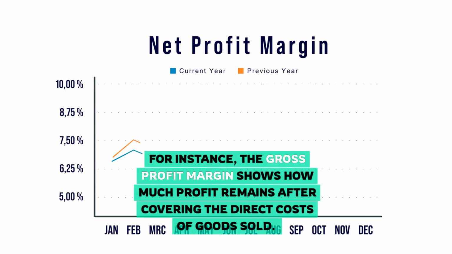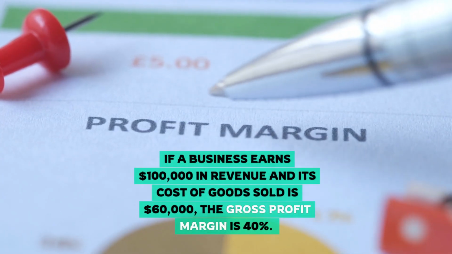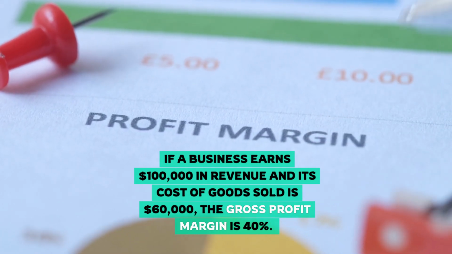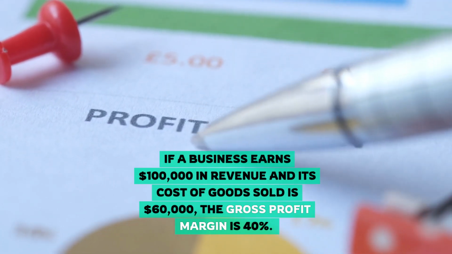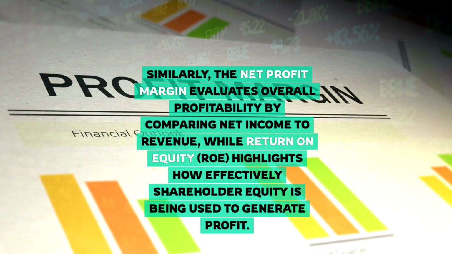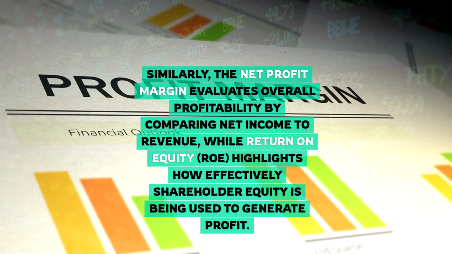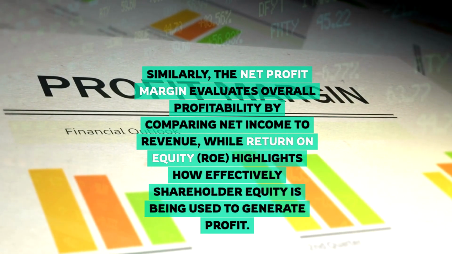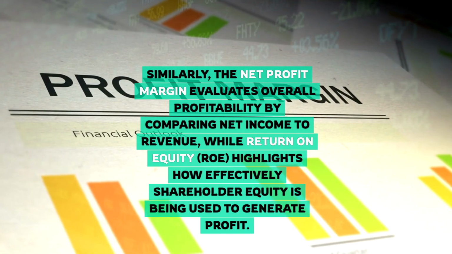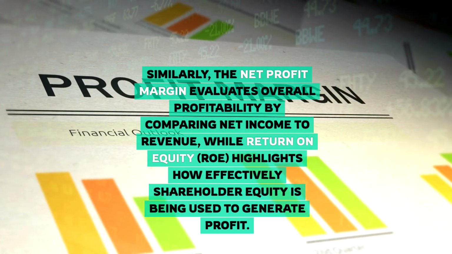For instance, the gross profit margin shows how much profit remains after covering the direct costs of goods sold. If a business earns $100,000 in revenue and its cost of goods sold is $60,000, the gross profit margin is 40%. Similarly, the net profit margin evaluates overall profitability by comparing net income to revenue, while return on equity, ROE, highlights how effectively shareholder equity is being used to generate profit.